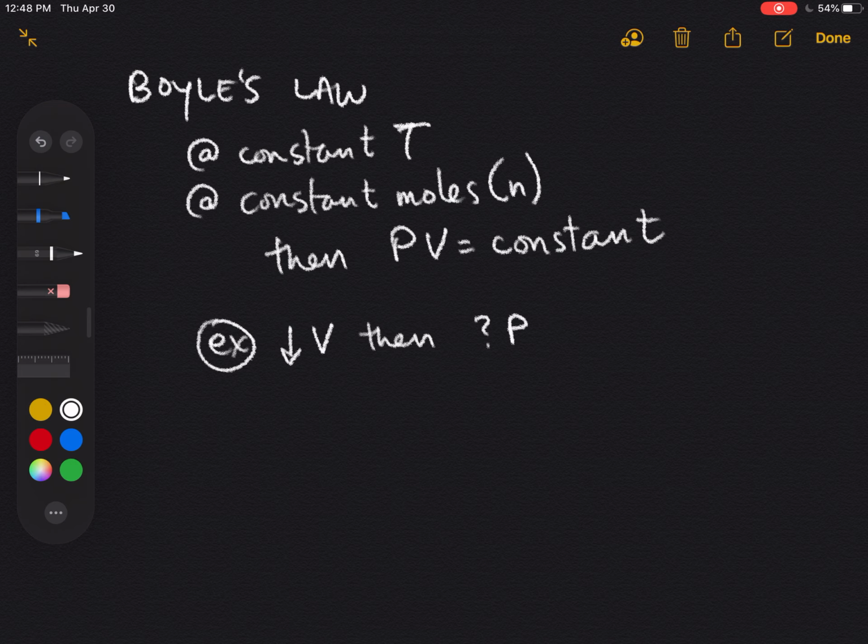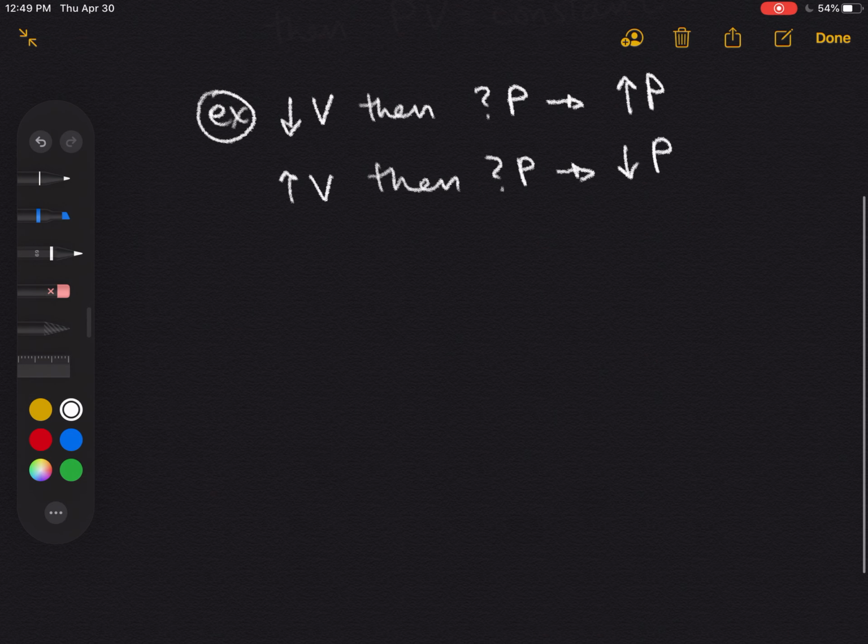Well, because it's an inverse relationship, if we decrease the volume, then the pressure must increase. So there's an increase in the pressure. If we increased the volume, then, well, you might predict this already, it must be the opposite, right? So there's going to be a drop in pressure. And that should make sense because when we multiply the volume times the pressure, it has to equal a constant. So if one is going up, the other one must be going down if you're still going to equal that constant.